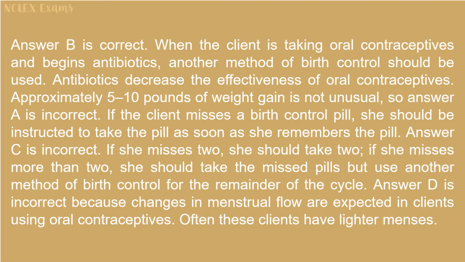If the client misses a birth control pill, she should be instructed to take the pill as soon as she remembers. Answer C is incorrect. If she misses 2, she should take 2. If she misses more than 2, she should take the missed pills. Use another method of birth control for the remainder of the cycle. Answer D is incorrect because changes in menstrual flow are expected in clients using oral contraceptives. Often these clients have lighter menses.